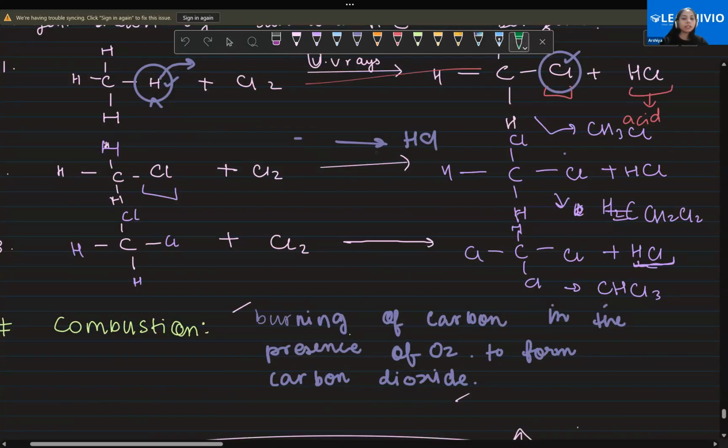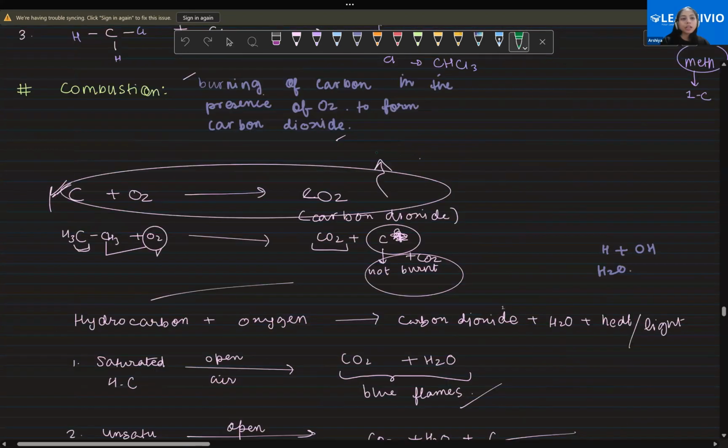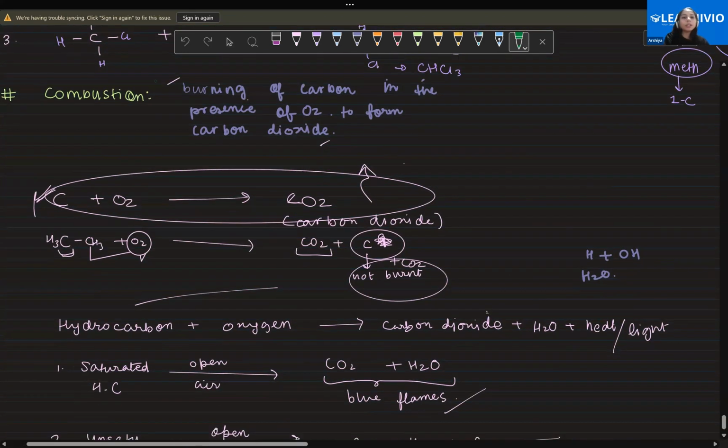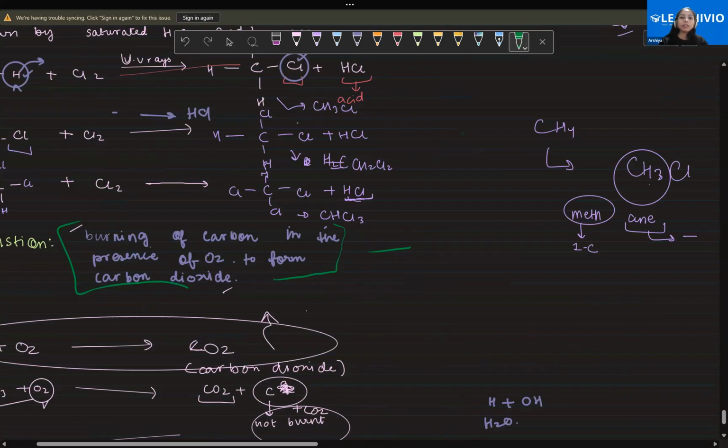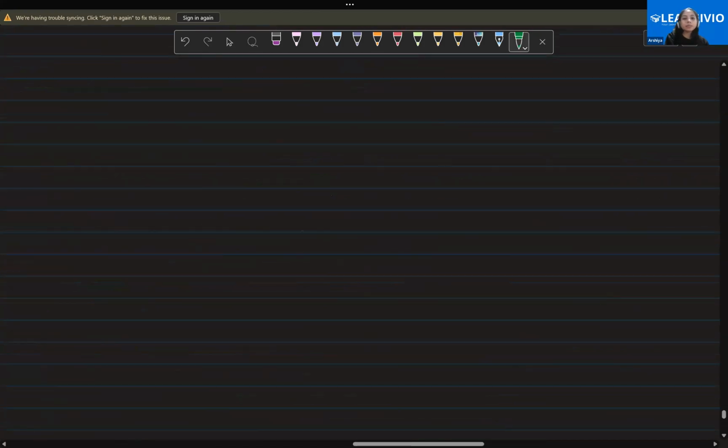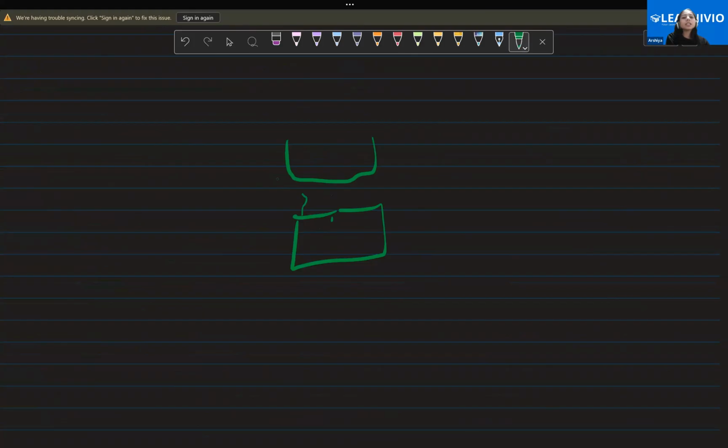After that, the last thing we did was combustion, which is burning of the whole carbon chain in the presence of oxygen, and as a result, we'll get carbon dioxide. Now, how will you identify? Let's say this is my stove, and I have kept a utensil here, and you can see that the flame is blue in color.